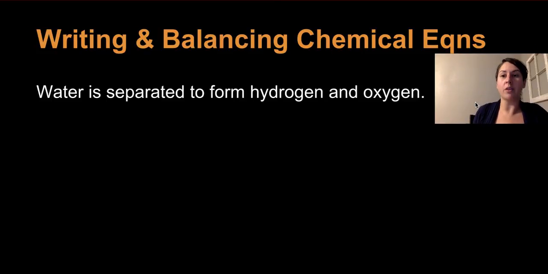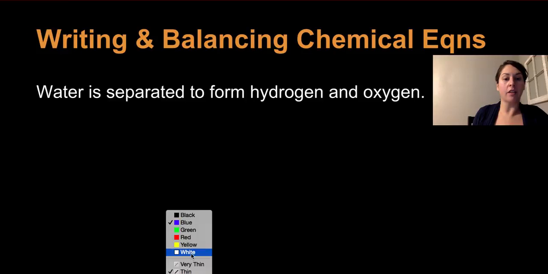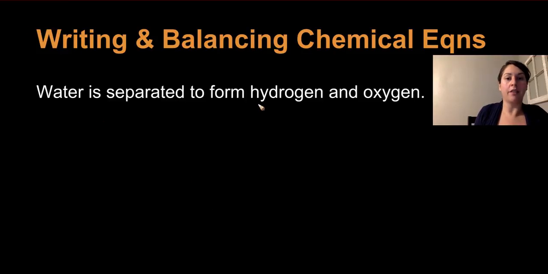So here's our first one. It says water is separated to form hydrogen and oxygen. So the first thing that we need to do when we're writing chemical equations is we have to actually utilize the information. So we see that water, okay, so water we know is H2O, so you have to know some information. Is separated to form hydrogen and oxygen.